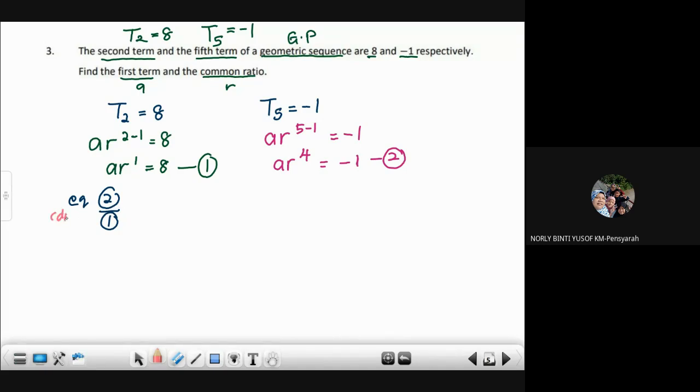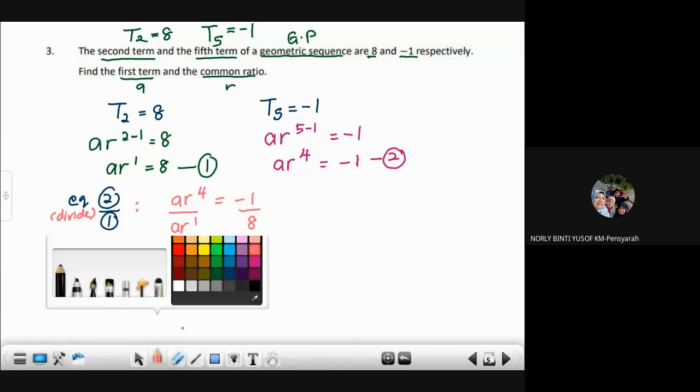Okay, the process is divide. Divide is bahagi. So kita akan ambil from equation 2, AR power of 4 equals to -1, divide AR power of 1. Okay, divide with 8, because you put equation 2 divided by equation 1. Divide the right hand side by the right hand side in equation 1. Left pun sama, 8, -1 divide by 8 for the left hand side and the right hand side.